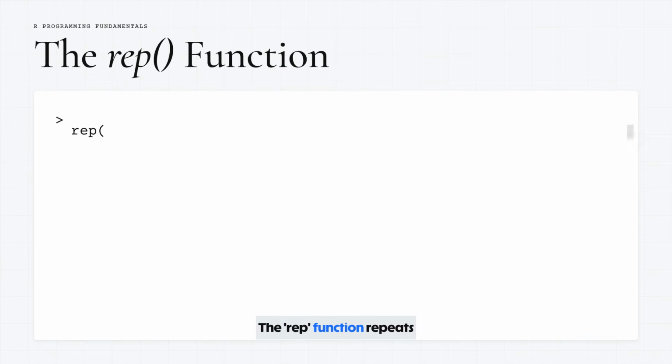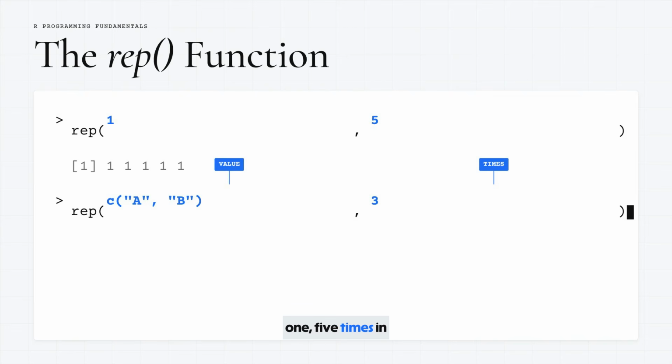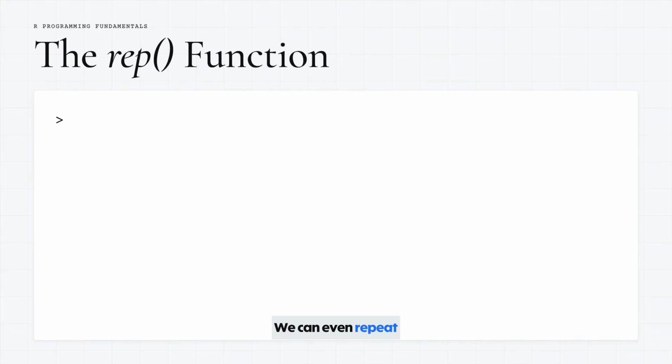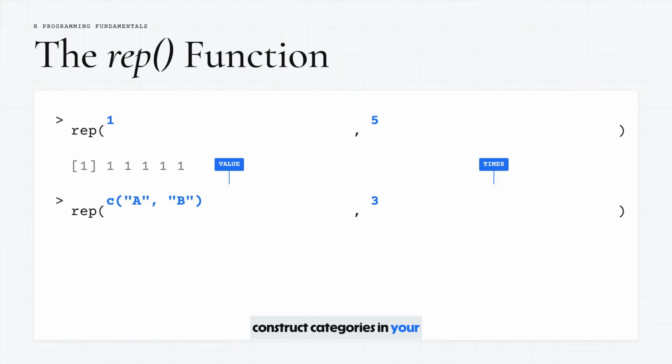The rep function repeats values. For instance, we can easily repeat the number 1 5 times in a row. We can even repeat entire vectors. This is very useful when you need to construct categories in your datasets.